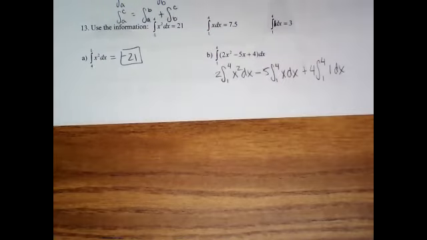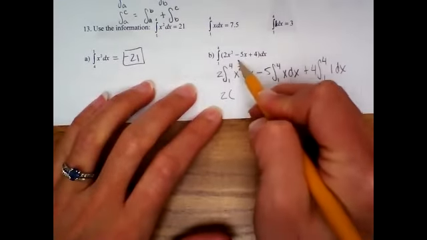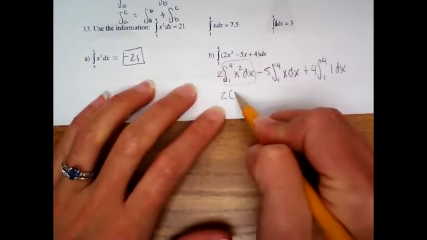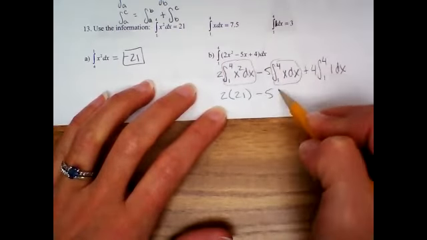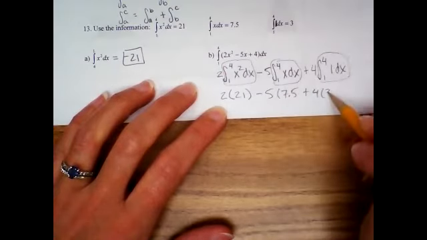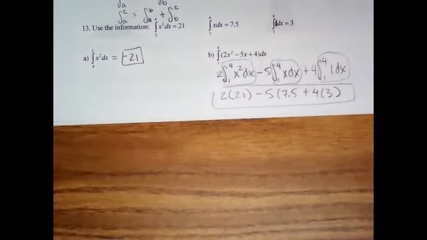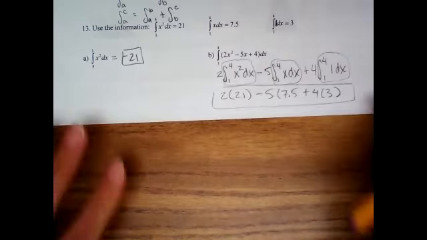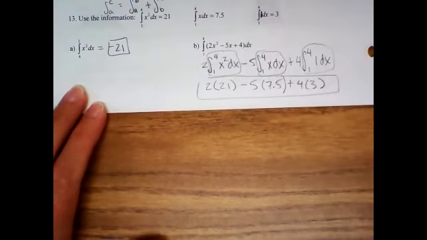And then we're just going to substitute in all the values that we were given there. So this would be 2 times what? That part is 21, minus 5 times 7.5, plus 4 times 3. Whatever that is. Oh, there we go. Thank you.